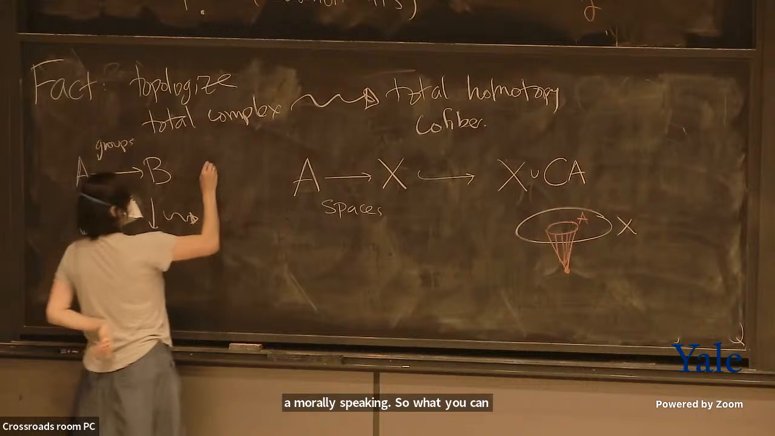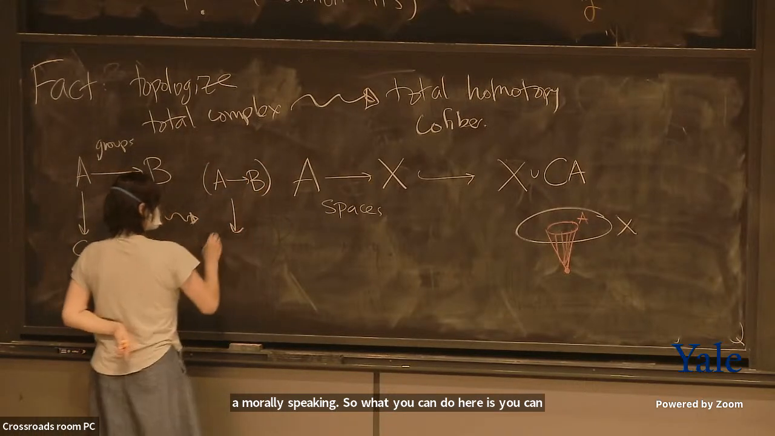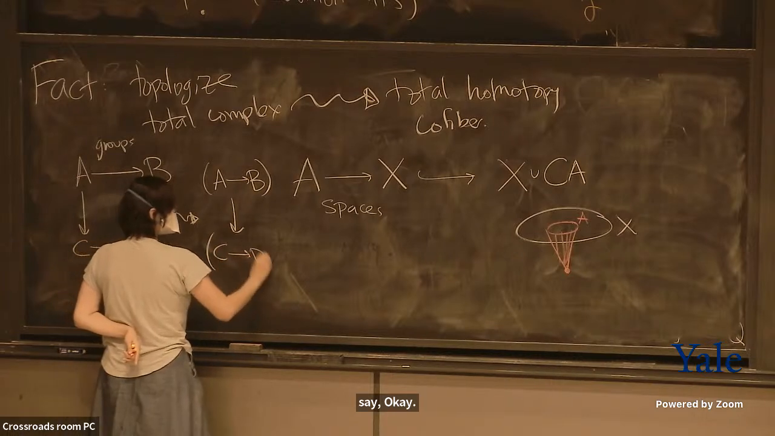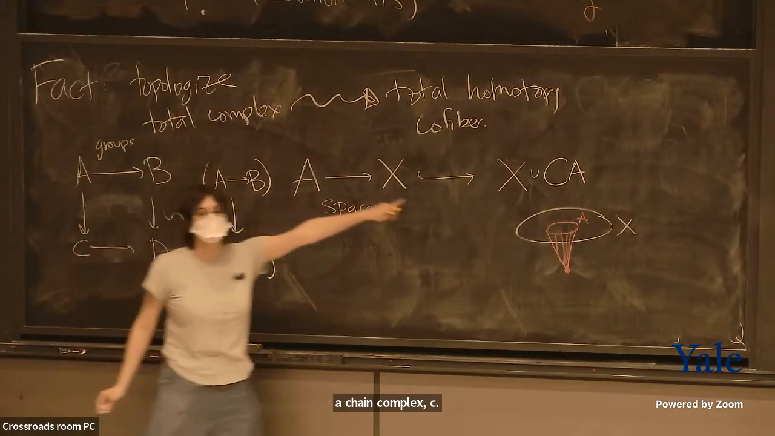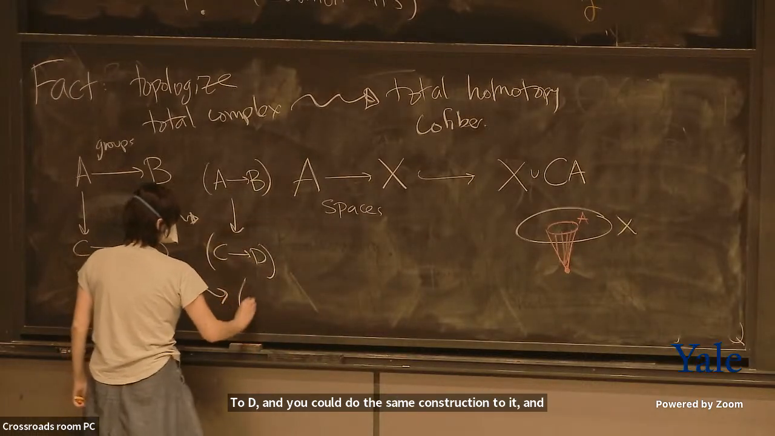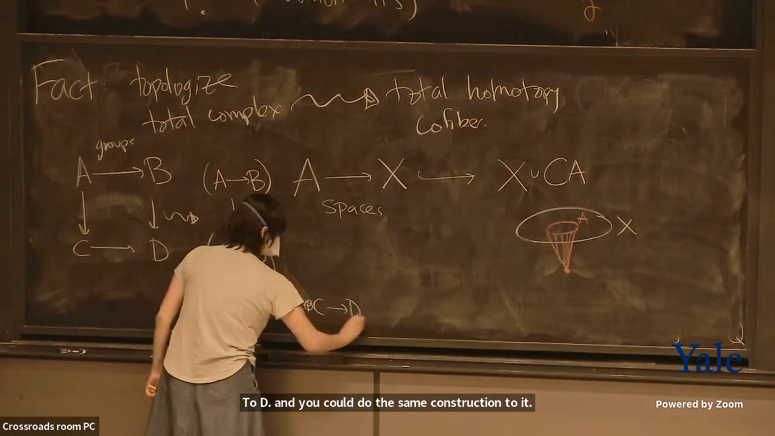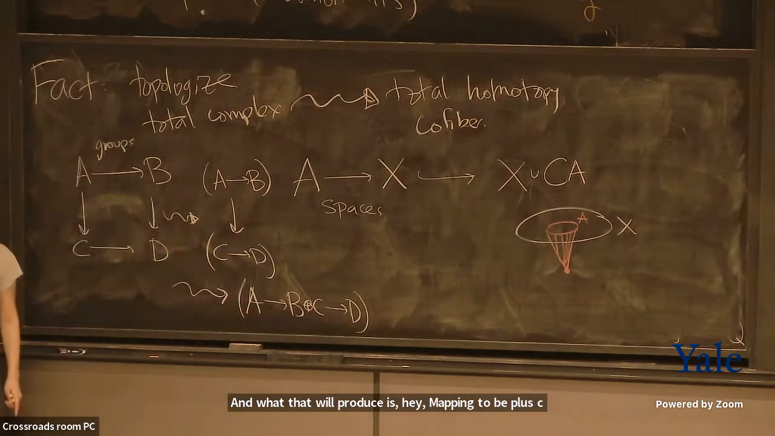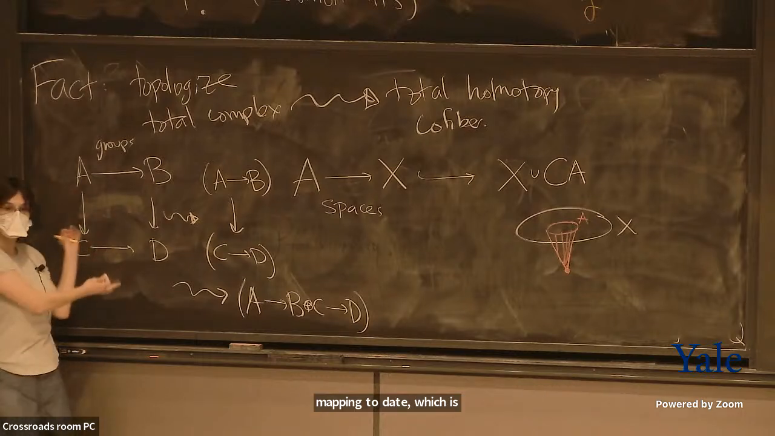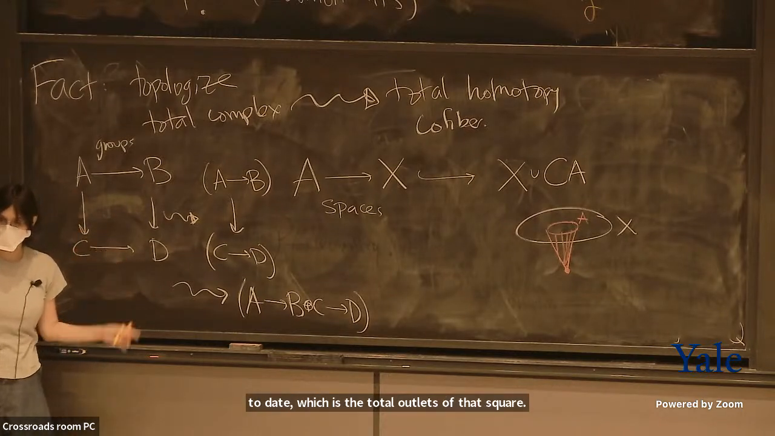So what you can do here is you can say, okay, now this is a chain complex A to B, and it's mapping to a chain complex C to D. And you can do the same construction to it. And what that will produce is A mapping to B plus C mapping to D, which is the total complex of the square. Now I'm going to wave my hands vigorously and say, and this keeps working.